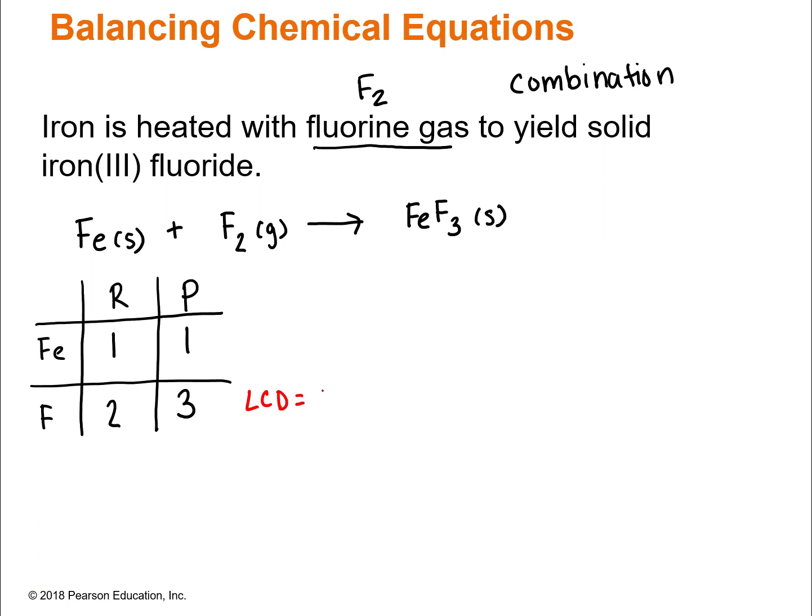Lowest common denominator here is going to be 6, which means where we see the fluorine on the reactant side, we're going to put a 3. Where we see the fluorine on the product side, we'll put a 2. Always put it in front. That's where the coefficient belongs.